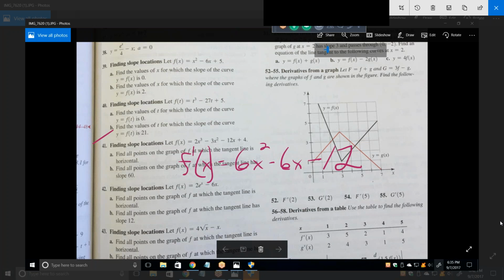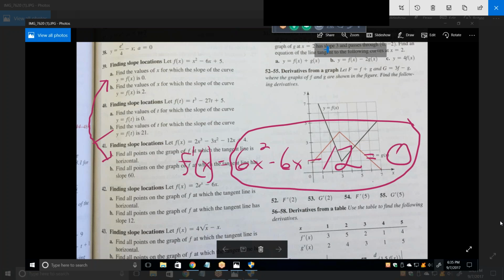But what they're saying now is, where is it horizontal means the slope is 0. So in other words, these two are the same question. This question and this question are the same. This one merely says, where is the slope 0? 41 says, where is the slope horizontal? That means the same as 0. Now, solve that.